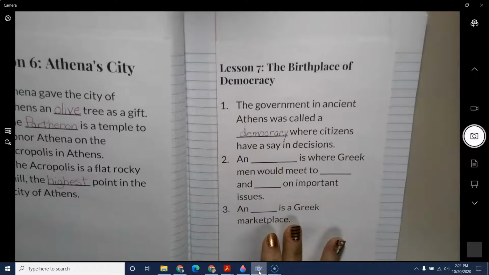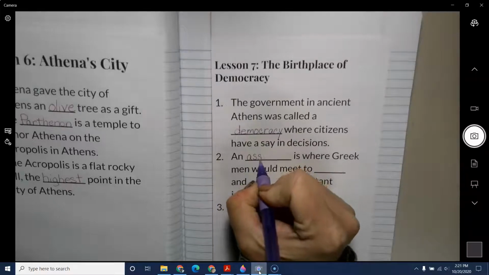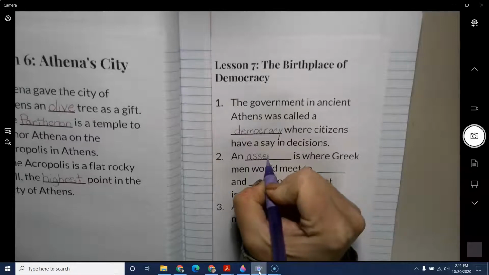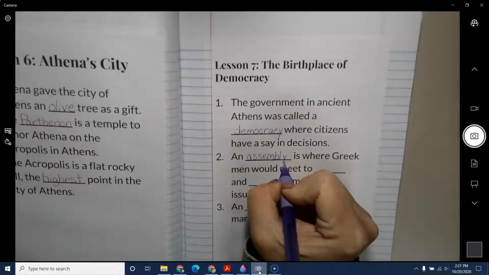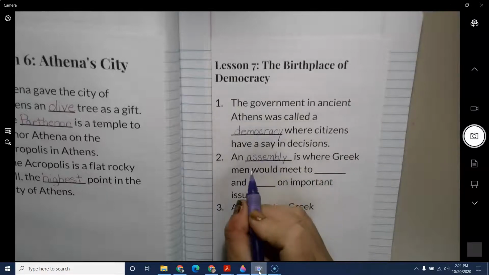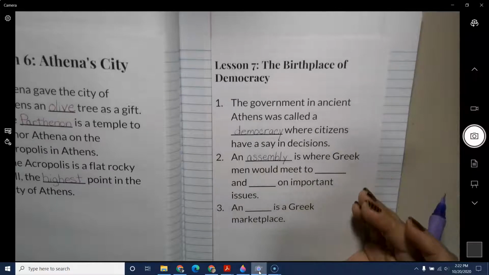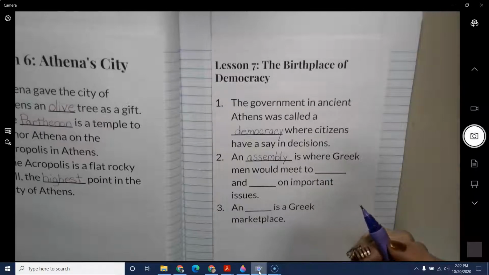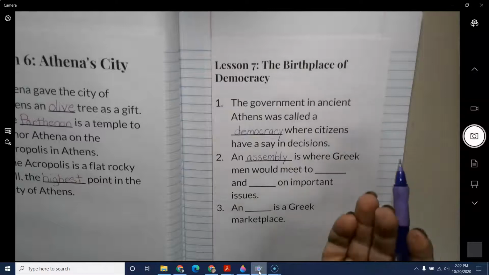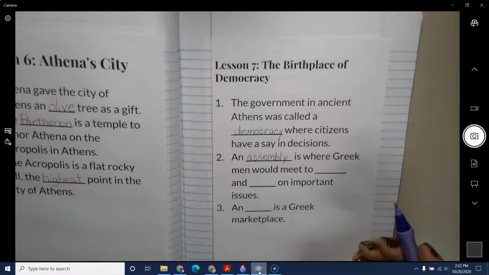So the first word we're going to put in here is assembly. A-S-S-E-M-B-L-Y. So an assembly is similar to what we have now as a Congress or a House of Representatives and Senate. Those are parts of our Congress. Assembly, again, is where the people would actually go together. And in this case, it was men, not women.